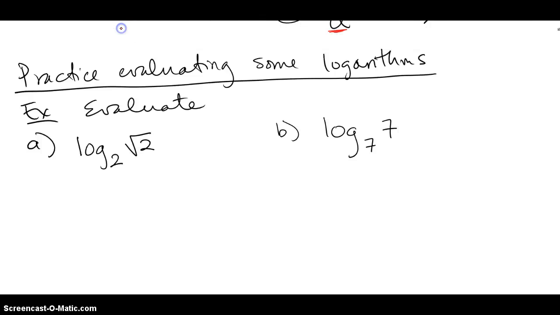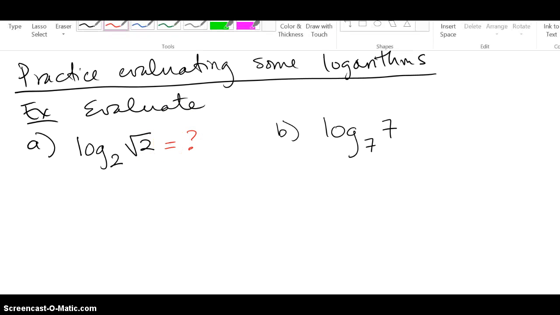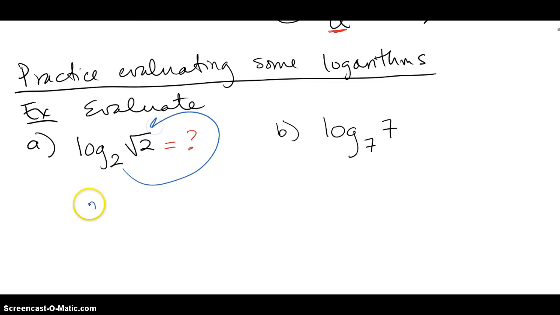Okay, let's evaluate some logarithms. I have log base 2 of square root of 2. So I'm at 2, and I want to get to square root of 2, and I'm trying to guess what the exponent is. Well, I can do the circle with this one if I want to. I can say, hey, I don't know what this equals, so I'm going to go ahead and do the circle and say 2 to the what gives me square root of 2. And remember, square root of 2 can be rewritten as a fractional exponent, which is really 2 to the 1/2.